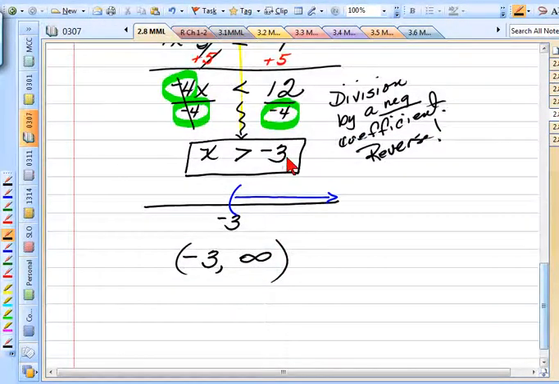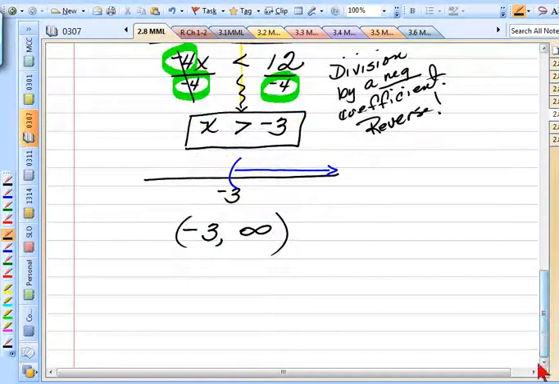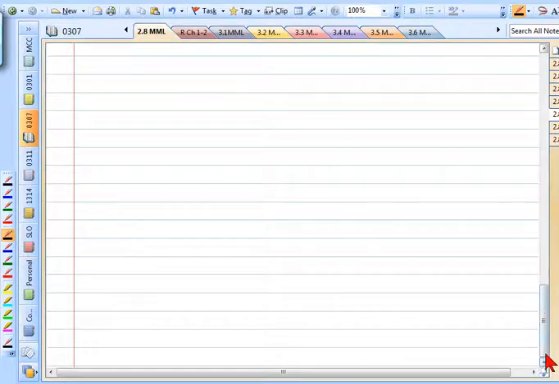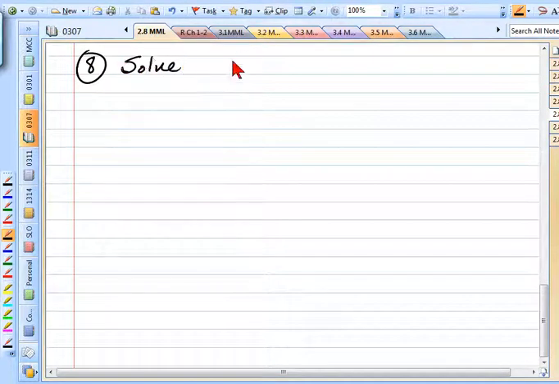Okay, I want to put number 8 up here for you to do, and I will stay silent. Number 8 asks you to solve, and then write your answer 3 ways. 10 parentheses, 3x minus 1, close parentheses, is less than or equal to 5 parentheses, 4x minus 4.